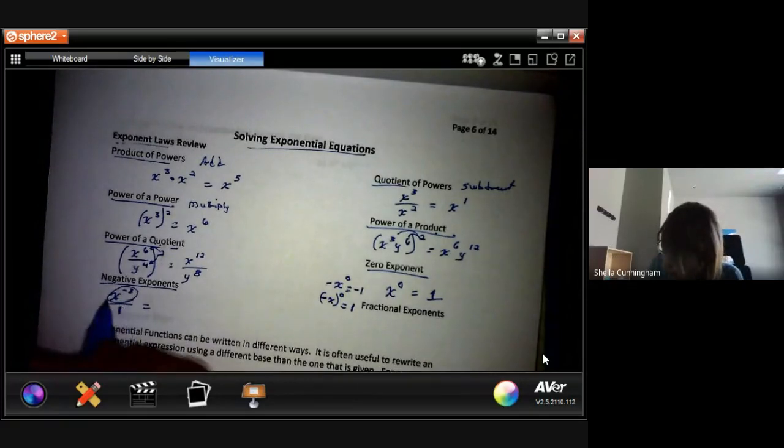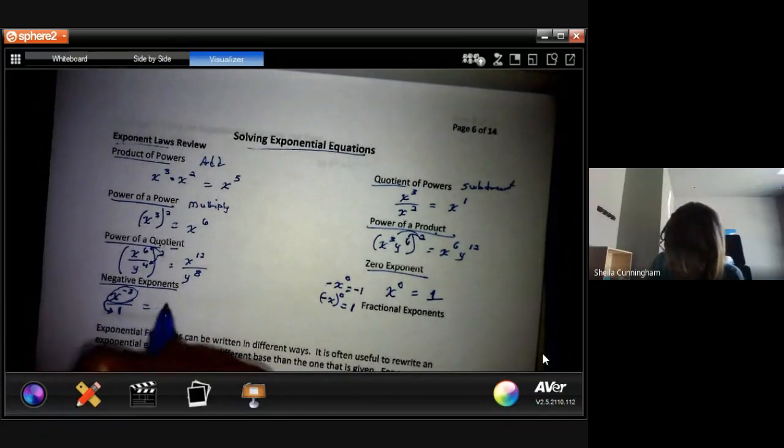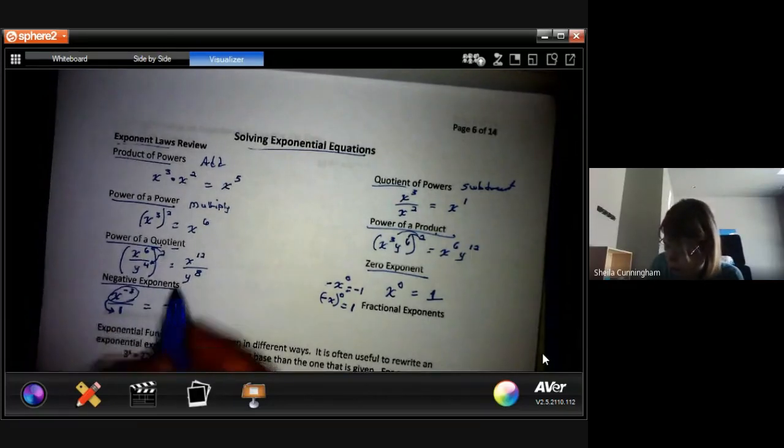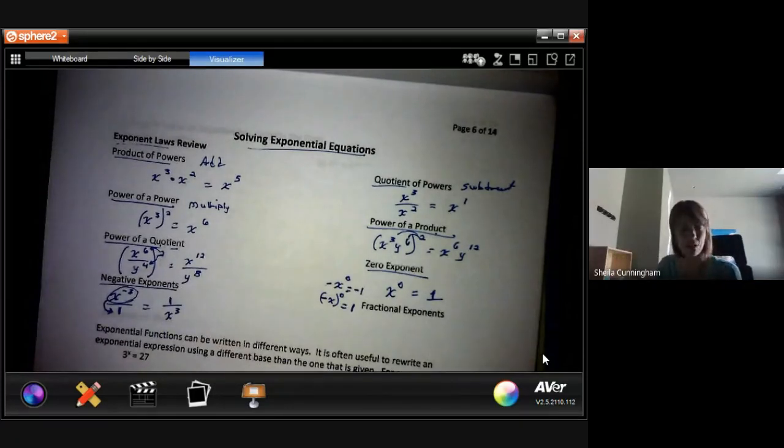And I'm going to move it to the denominator. So in essence, I don't have anything left on top. I'm really dividing it out. I'm left with a 1 on top, and I move that x to the power of -3 down to the bottom. It now becomes a positive x to the power of 3 on the bottom. The 3 becomes positive.